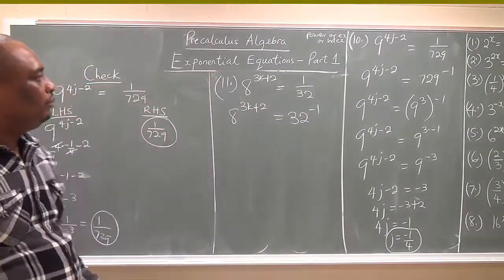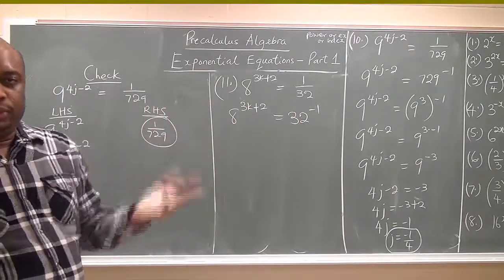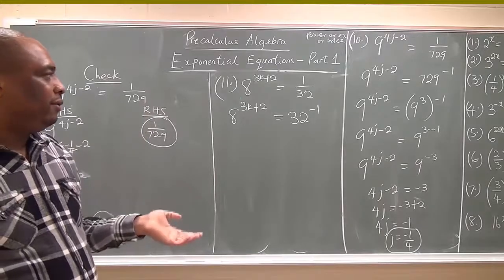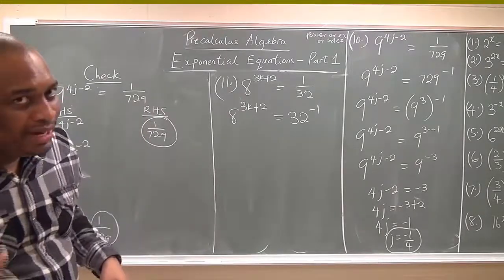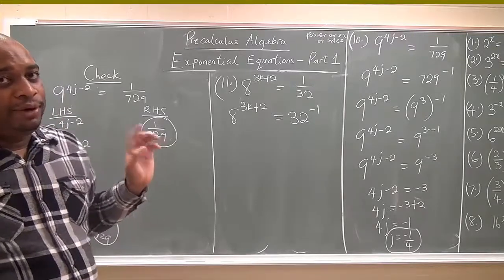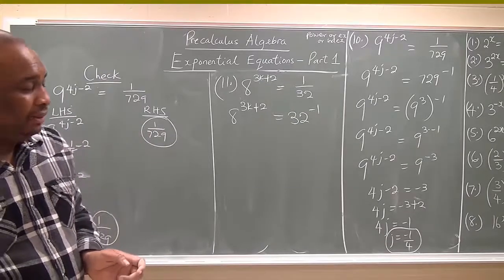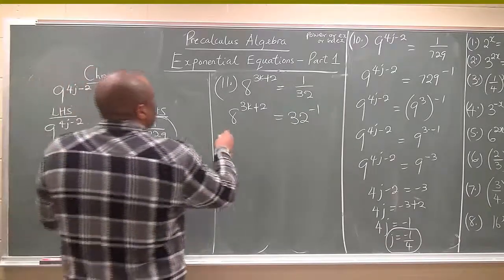So we can't do that with 8 and 32. We can also try that with 4, but it won't work. Now 4 squared is not 8. Some students might say that 4 squared is 4 times 4, which is 16. It is not 4 times 2, which is 8. Please, 8 is 2 cubed.